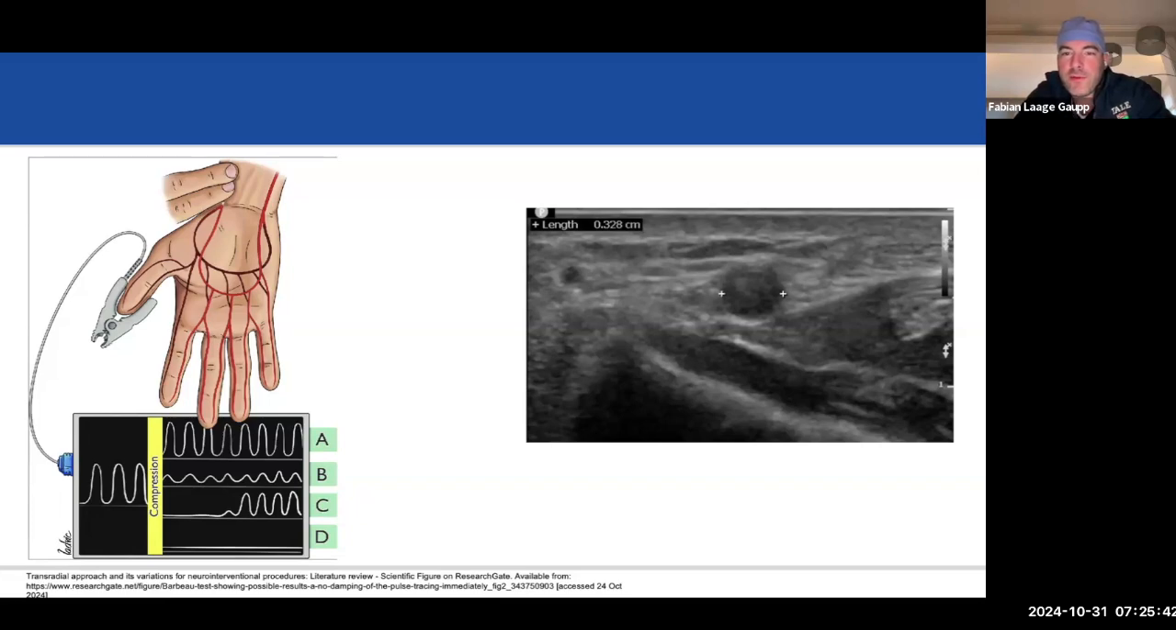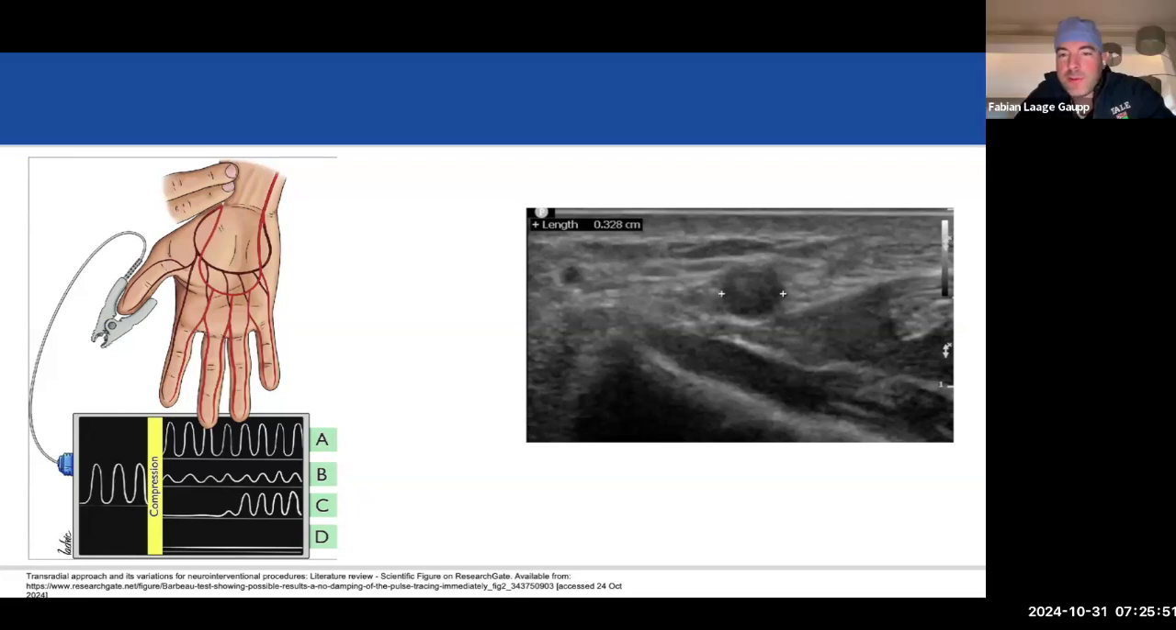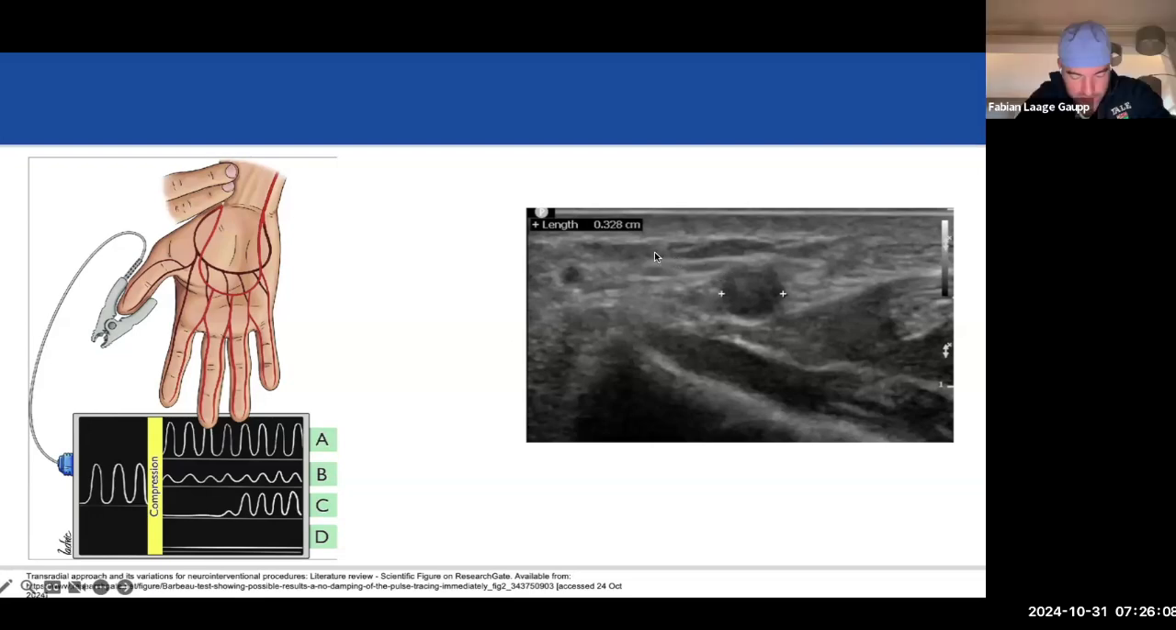So 7 French is how much in millimeters? It's around 2.3 millimeters, right? Yeah. So that's why we measure, and typically I want to see that the artery is at least 2.1, 2.2, or at least over 2 millimeters, so that I can use a 6 French slim sheath. So we see the artery here. Again, you can also put color on, make sure you see flow, and you take a look at the ulnar artery. So you get access here.